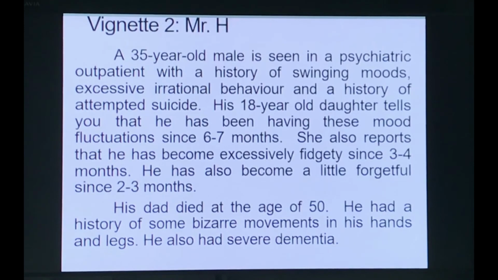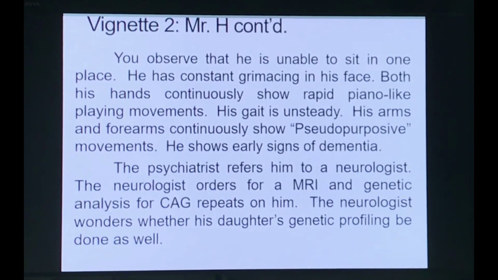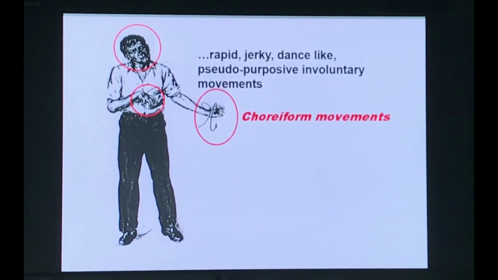This was the second vignette, a second type of disease which has totally opposite features. This is mainly seen in middle-aged persons. This is an autosomal dominant inherited disease which is called Huntington's disease. Here the indirect pathway is compromised and the patient will have choreiform involuntary movements, that is rapid, jerky, dance-like pseudo-purposive involuntary movements mainly seen in the distal limbs, mainly in the hands and legs. You will also see twitching of the face, that is called face grimacing.